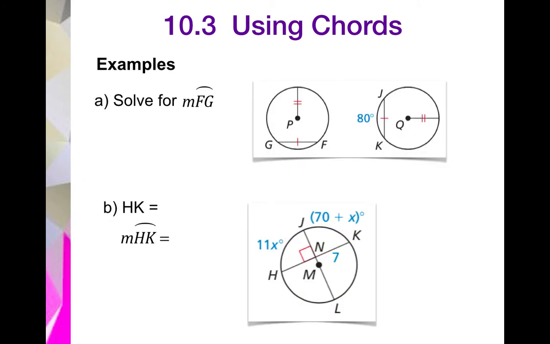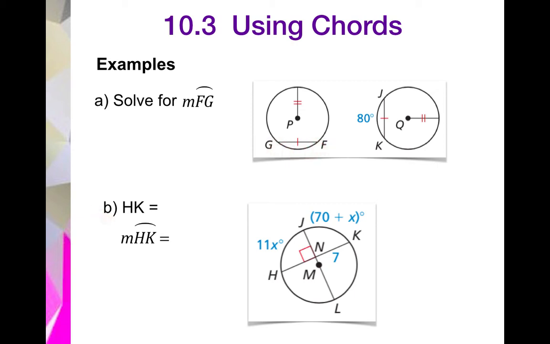So in solving these problems, solving for the measure of FG, if you look here, we have a chord, and here's another chord, and I have congruent circles because they have the same radii. So that means that the arc angle J to K is going to be the same as the arc angle G to F.